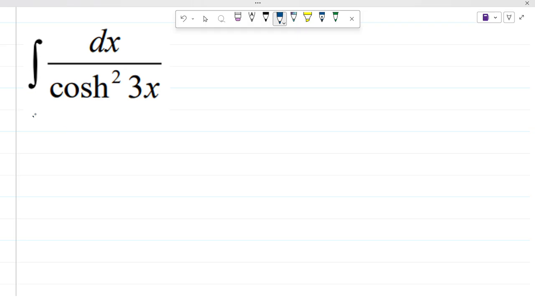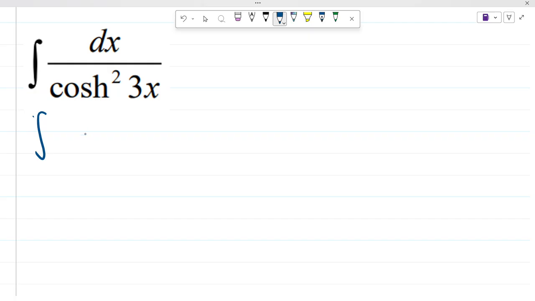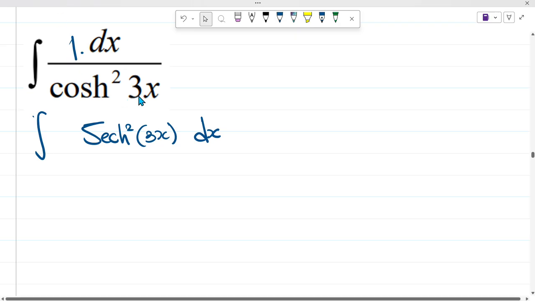We know that 1 over cos squared is the same as hyperbolic sec squared. So this is the same as hyperbolic sec squared of 3x dx. So it's a reciprocal. Here we have 1, guys. We have 1 here. So 1 over this is a reciprocal of sec squared. So we substituted by that so that we can see what's happening.